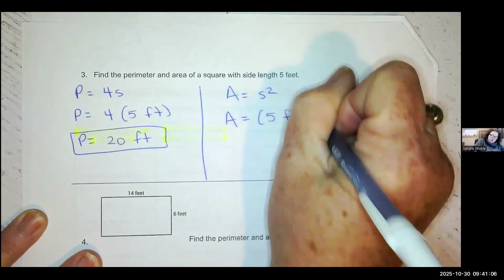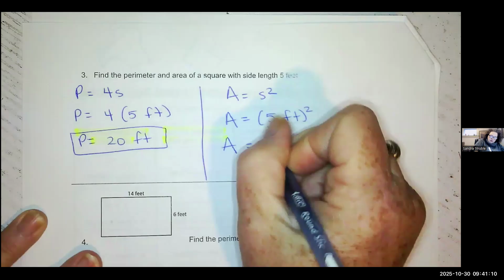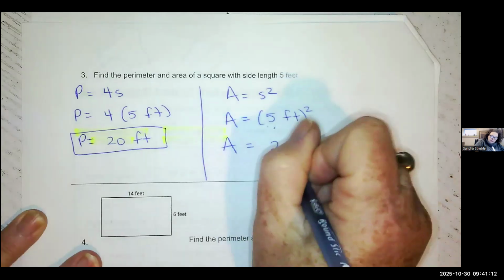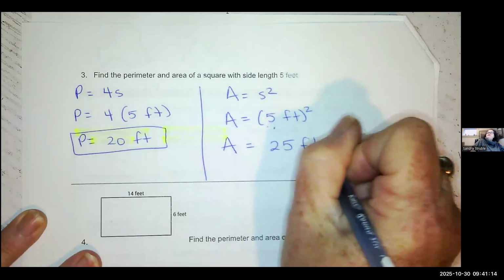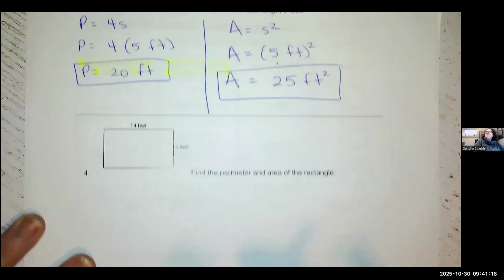5 feet. 5 squared is 25 because 5 times 5 is 25. And do not forget to square your units. Actually, that's why I put it in here with the square, so you don't forget.